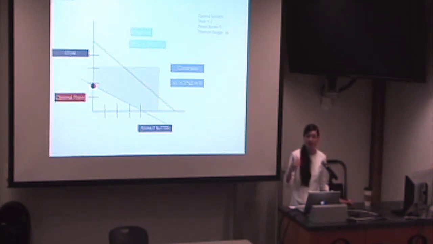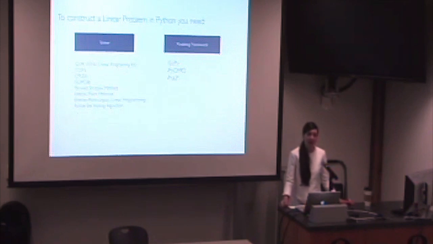The first time the objective function crosses the feasible region will be your optimal point. And in our case, it will be two steaks, and it's going to cost us $6. So to translate this problem into Python, you need to have two things. You need to have a solver and a modeling framework.